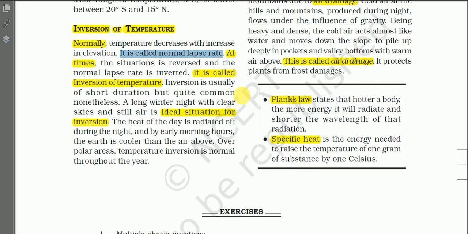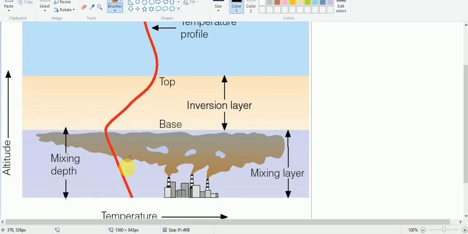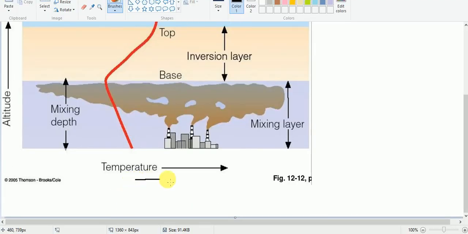This rate is known as normal lapse rate. But at times the situation is reversed. Instead of decreasing temperature with increasing height, you may find an increase in temperature with increase in height. That is, the normal lapse rate is inverted, and this is called inversion of temperature. Let us see one diagram. Here temperature increases towards this side, and this side represents height. Height increases towards this side, and 0 is here.